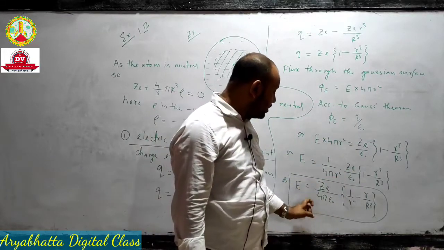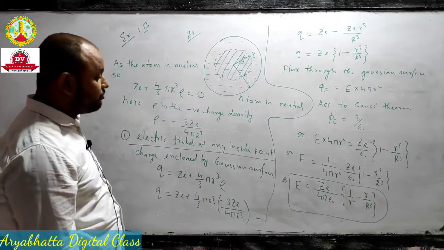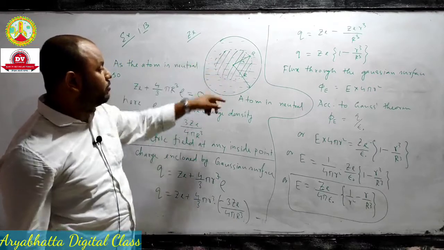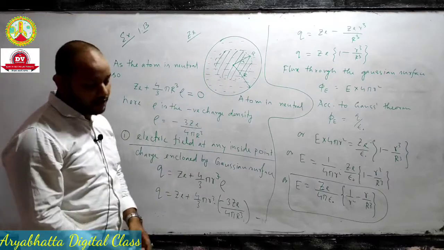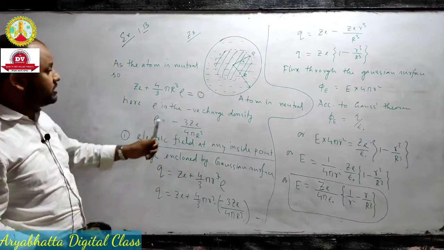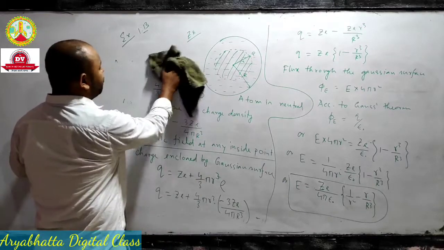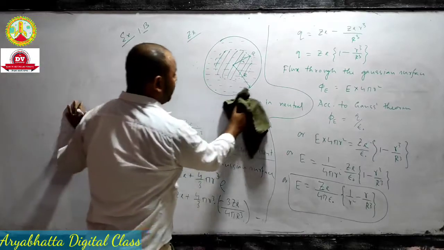That means this is what? This is the electric field at any inside point. Electric field at any inside point inside the atom. Okay, then what is the value of the electric field at an outside point? Then we are going to calculate the electric field at any outside point.